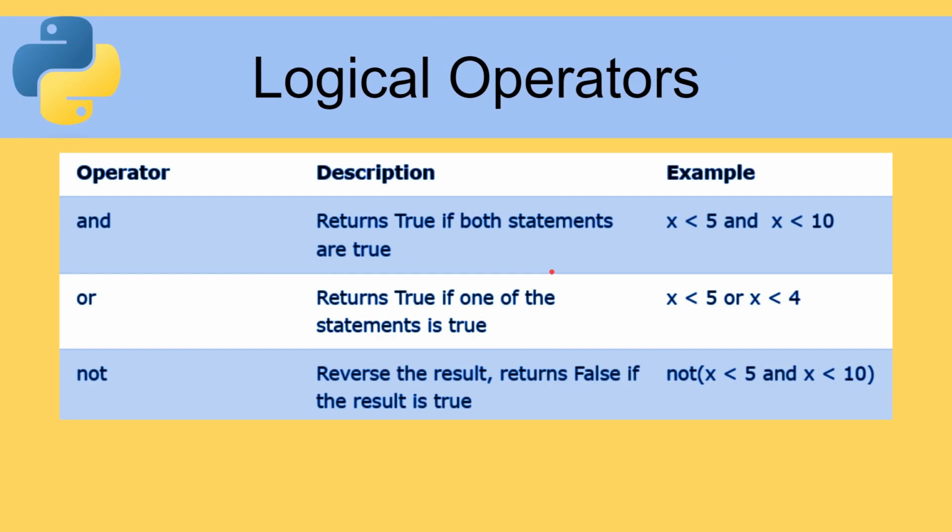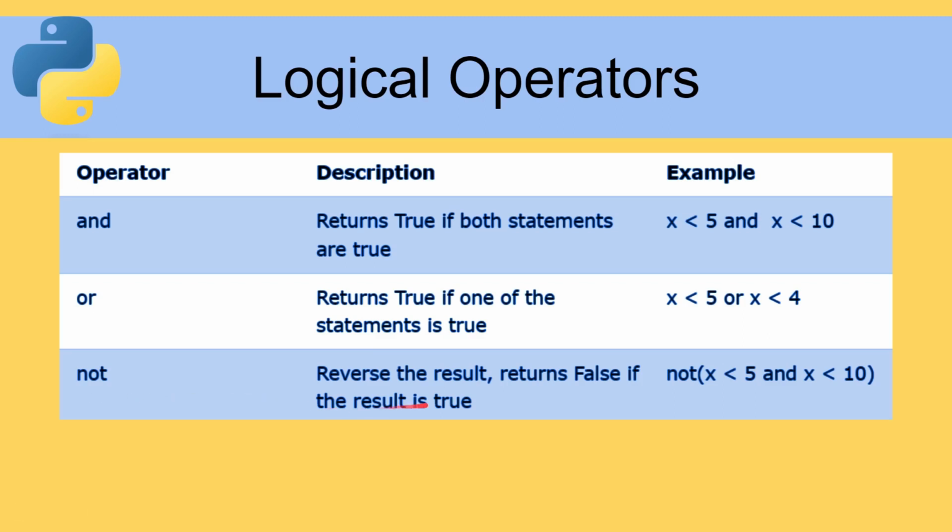We have logical operators. In Python, you use the English words and, or, not for logical operators. And returns true if both statements are true. For example, is x less than 5 and x less than 10? If this returns true and this is true, then the whole statement is true and it returns true. Or returns true if one of the statements is true. If one of these, x less than 5 or x less than 4, is true, then it returns true.